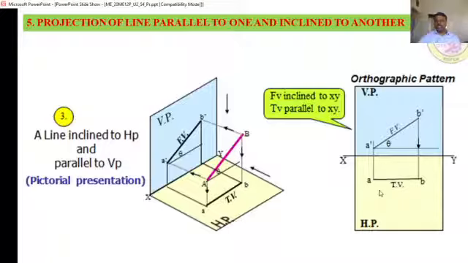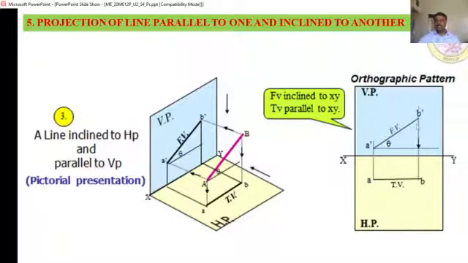Now to obtain the top view from A dash, the distance in front of VP will be given. This line is so many millimeters in front of VP. So you take A dash, and if you draw a vertical projector, you will get the top view of that point A, or that end of the line A.